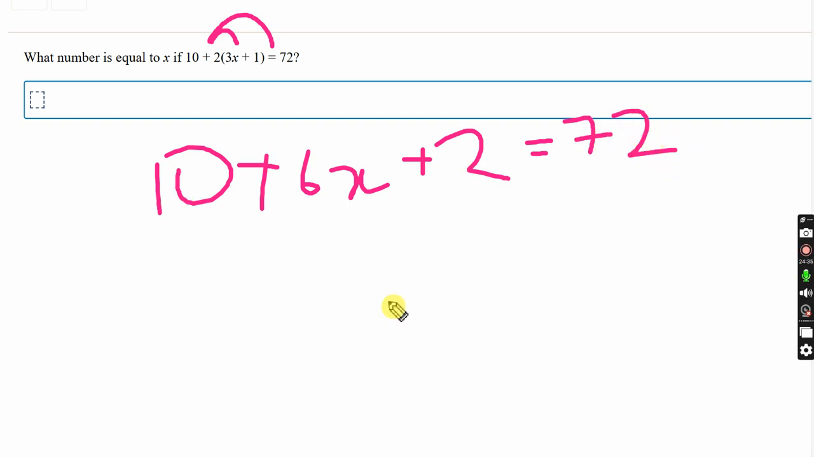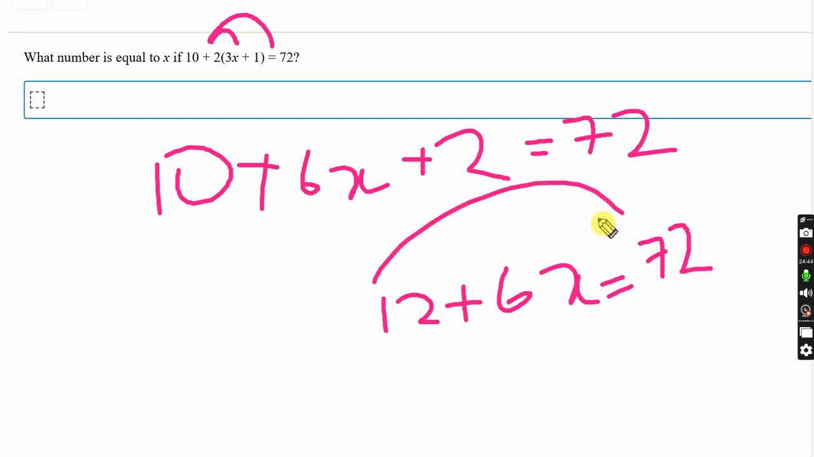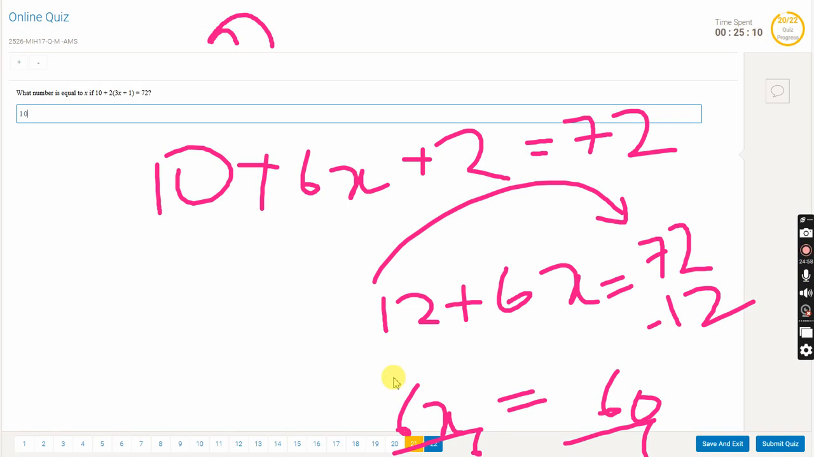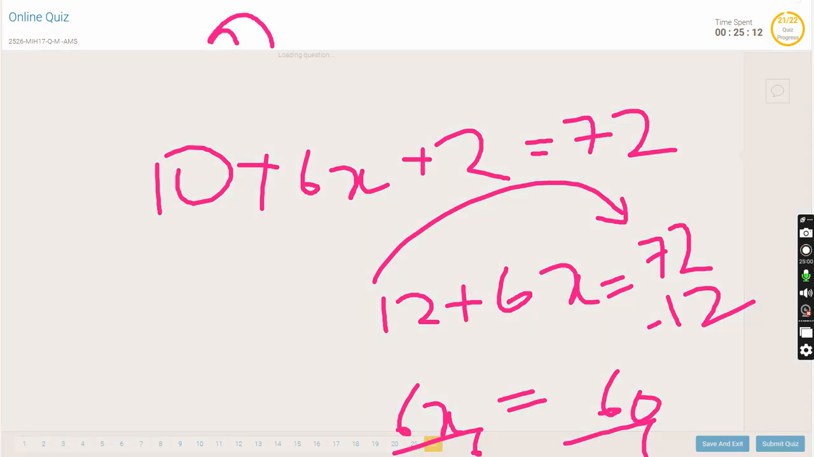Okay, you add the numbers. 12 plus 6x is equal to 72. You take the 12 to the other side, you make it minus 12. It becomes 60. You know 6x is equal to 60, so you divide here by 6, you divide here by 6, and then you get 10. Okay, you get 10. That is the answer.